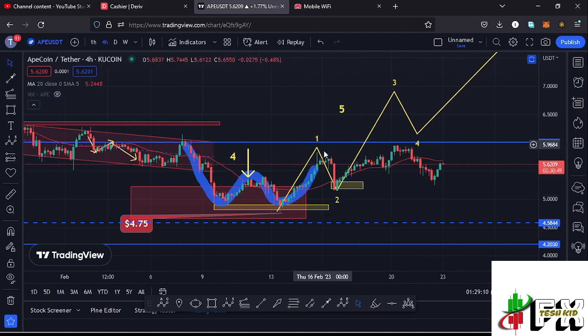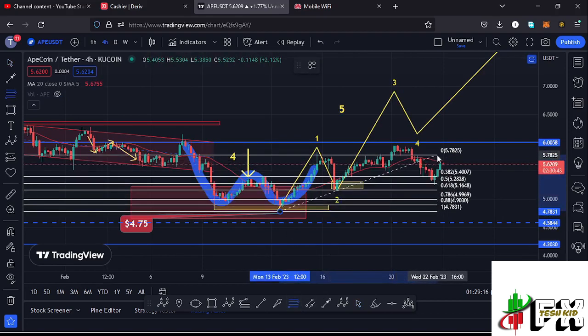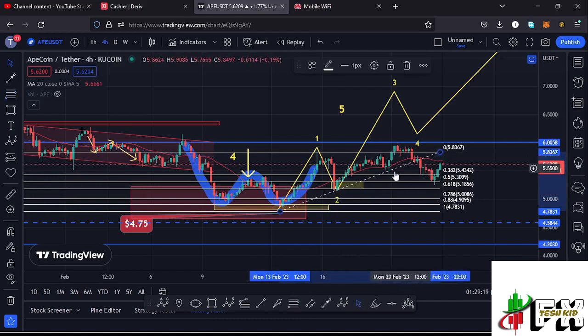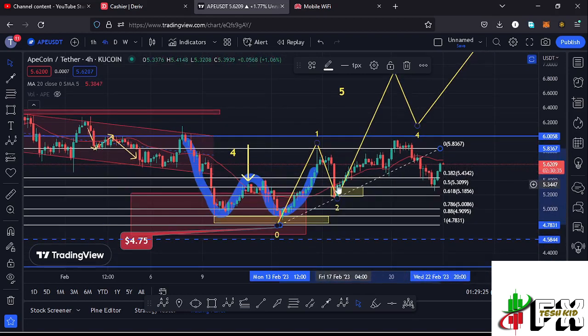and after seeing the high for that wave 1, we started this corrective structure in the formation of that wave 2, and using the Fibonacci, connecting them from the low of the first wave to the high of that wave 1, that gave me a minimum retracement area in the formation of that wave 2 between the fib level 0.5 and the fib level 0.618, which is a target area that we fully maximized between the $5.3099 mark and the $5.1856 mark.